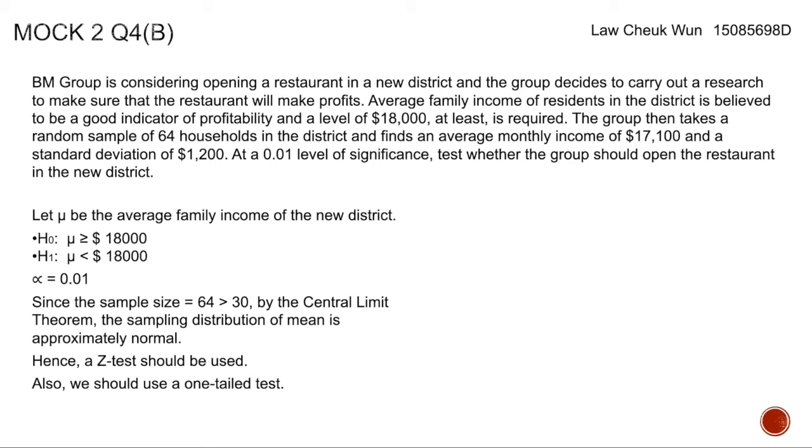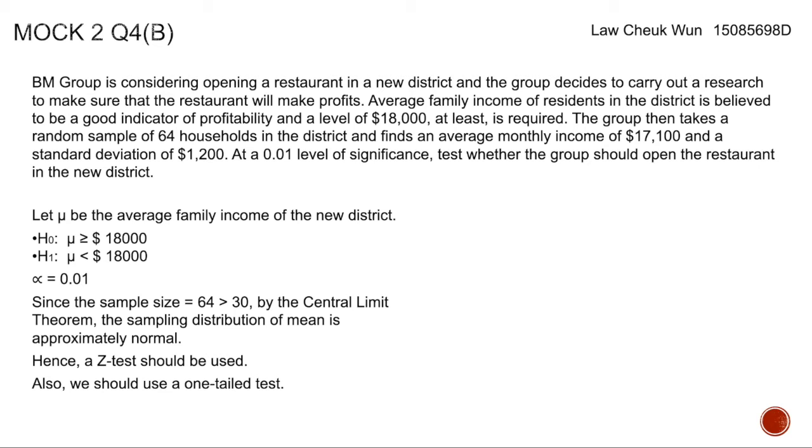At a 0.01 level of significance, test whether the group should open the restaurants in the new district. Now let's move on to the average family income of the new district. We can have two hypotheses here: H0: mu is greater than or equal to $18,000, and H1: mu is smaller than $18,000, with alpha being the level of significance, which is 0.01.